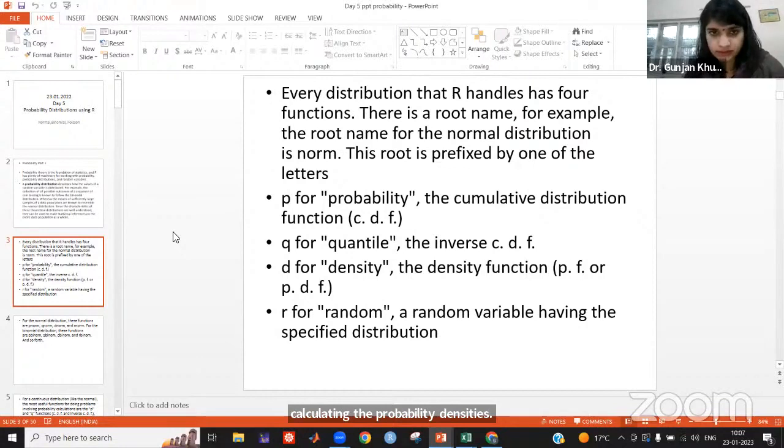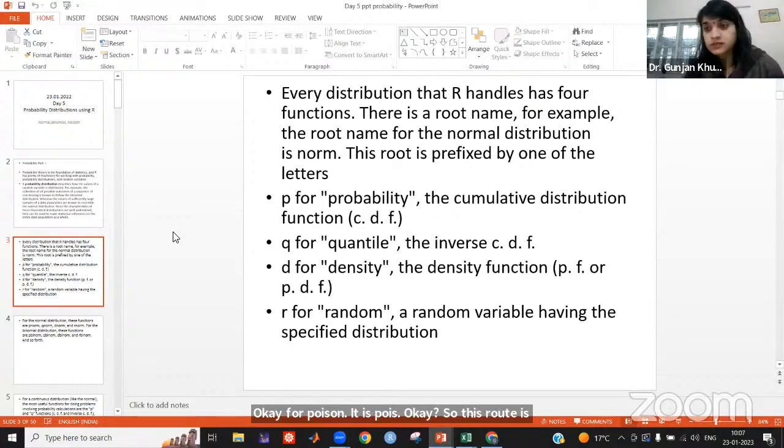So just read this. Every distribution that R handles has 4 functions. There is a root name. For example, the root name for the normal distribution is norm, N-O-R-M. For binomial it is B-I-N-O-M. For Poisson it is P-O-I-S. So this root is prefixed by one of the letters.